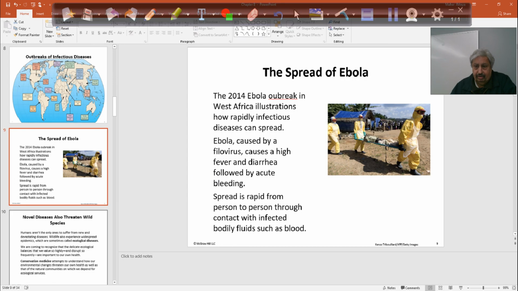Here is a picture of the Ebola in West Africa. As I said, yes, any question? So this is just a picture of the disease there, and this is very contagious, meaning it goes from human to human, or human to animal, animal to human. It really affects the body fluids and the blood, correct?